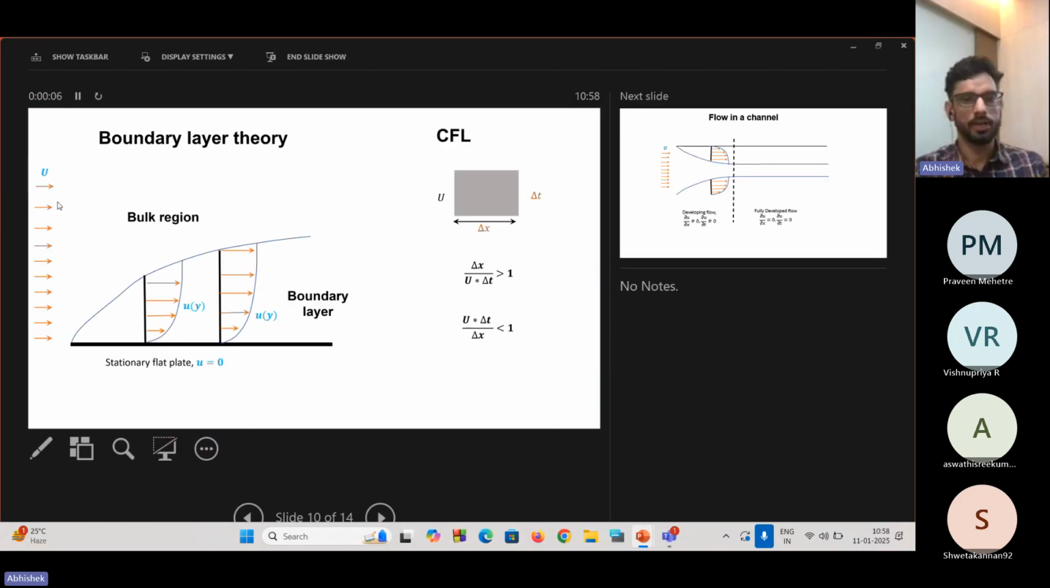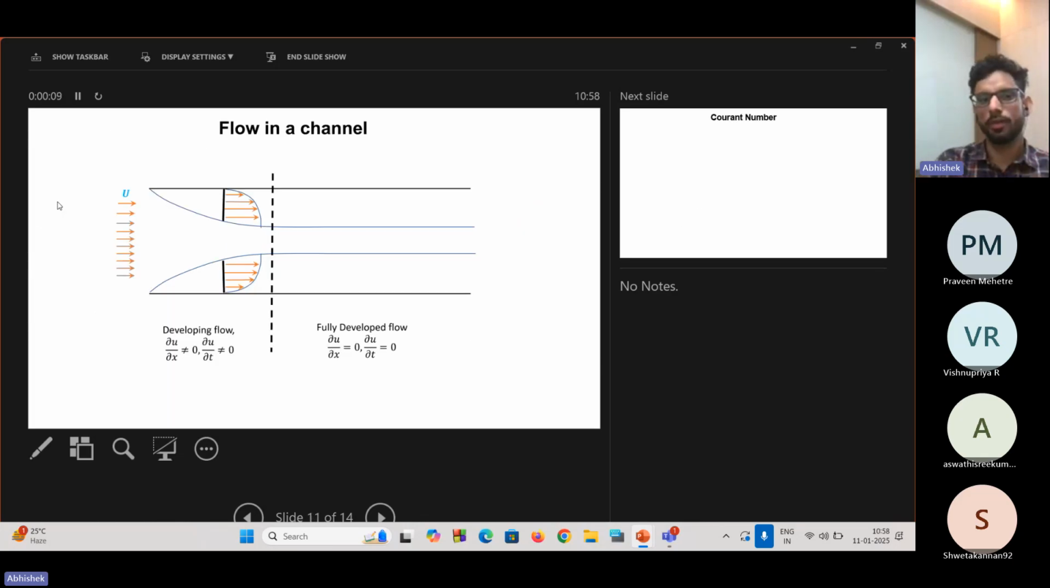Now, boundary layer. When I show you the fully developed flow in a channel, this is what I meant. You have a uniform velocity flow coming from the left. We have a channel with a top and bottom plate. As soon as the flow strikes both plates, top and bottom, it will start to form a boundary layer. On the left you can see the boundary layer is forming, and on the right you can see the boundary layer is fully developed.